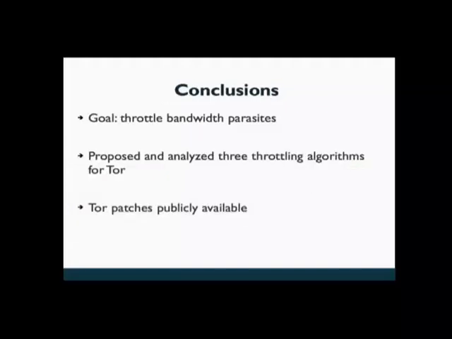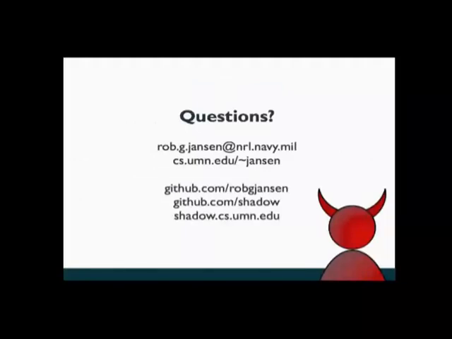Just to summarize quickly, our goal in this work is to throttle the bandwidth parasites, really the small percentage of users who are making things horrible for everyone else. We propose and analyze three throttling algorithms for Tor, and we show that they dramatically increase performance while also improving anonymity at the same time. Finally, our algorithms are implemented in the real Tor software, and patches are publicly available on my GitHub site. So you can contact me if you have further questions.